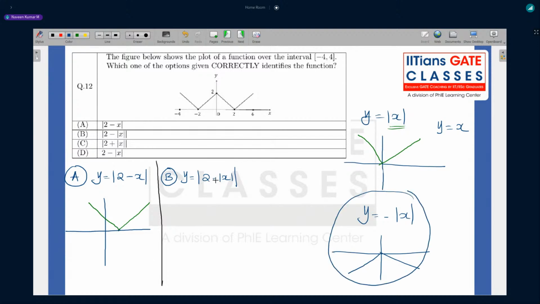Now I'm just shifting it by 2, right? In which direction do I have to shift? In which direction do I have to take it? So you have to substitute x is equal to 0.